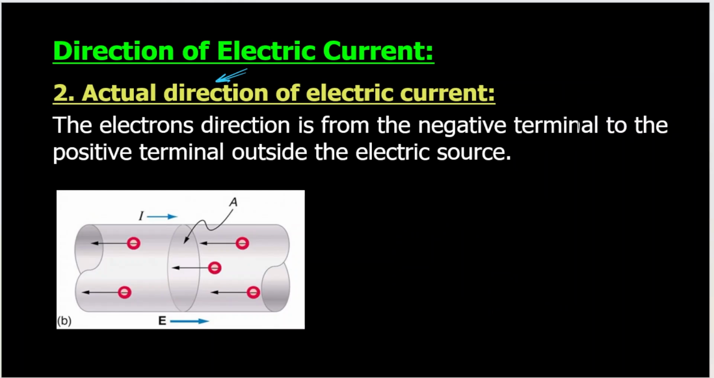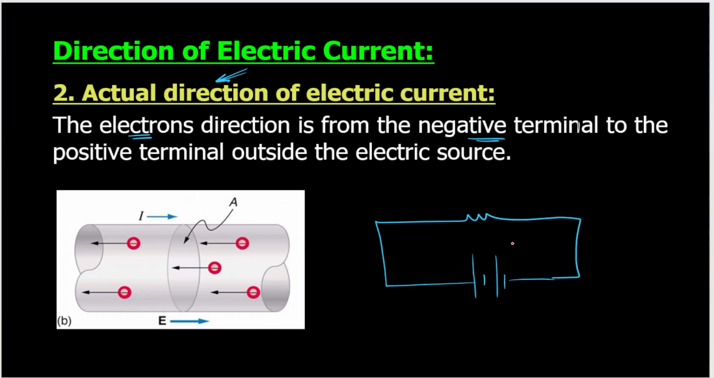But what's meant by the actual direction of current? The electron's direction is from the negative terminal. Can you see the opposite? The negative terminal to the positive terminal outside the source. This is the source, this is the cell, this is the battery, this is the electric resistance.